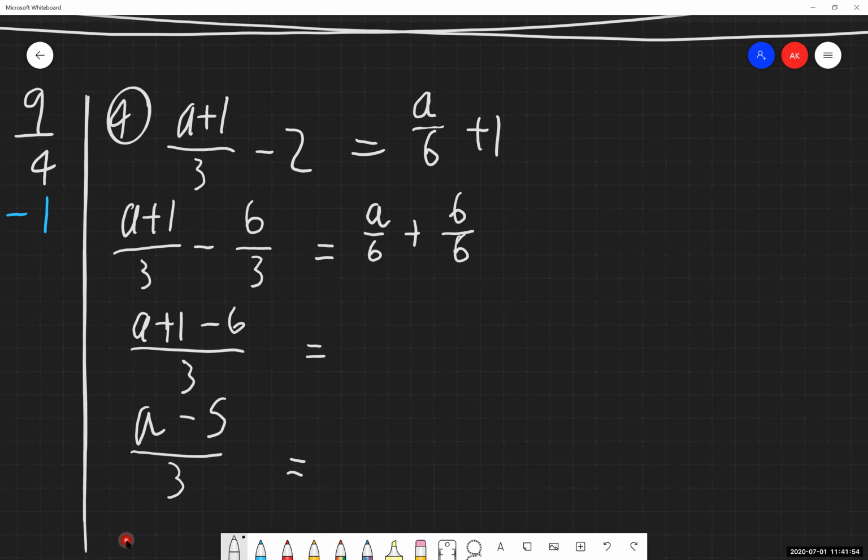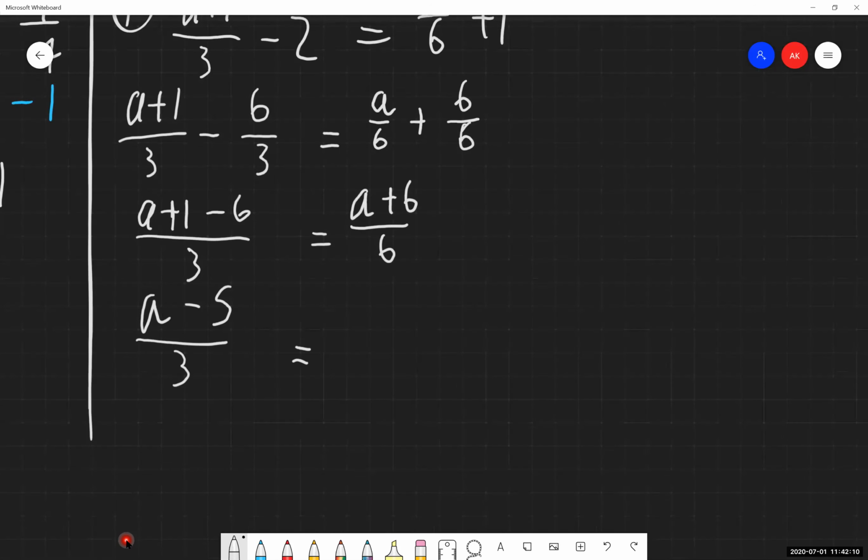Now that the denominators are the same, I can combine the numerators together. I get a plus 6 all over 6. I can't do anything else to that right side of the problem as it's written, so I can't combine anything else there. That's fine. We're just going to bring it down as it is, so everything is lined up right there. So now I have a fraction equals a fraction, and now I can cross multiply and solve this thing out.